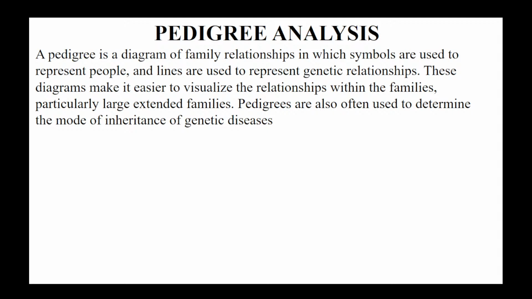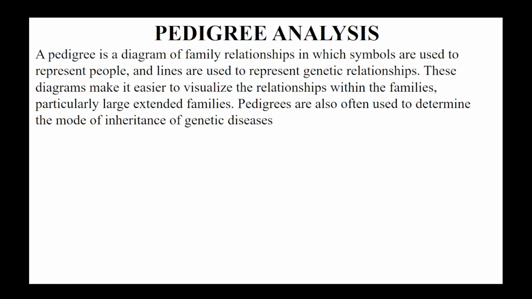One of the earliest methods of human genetics is pedigree analysis. A pedigree is a diagram of family relationships in which symbols are used to represent people and lines are used to represent genetic relationships. These diagrams make it easier to visualize the relationships within families, particularly large extended families.